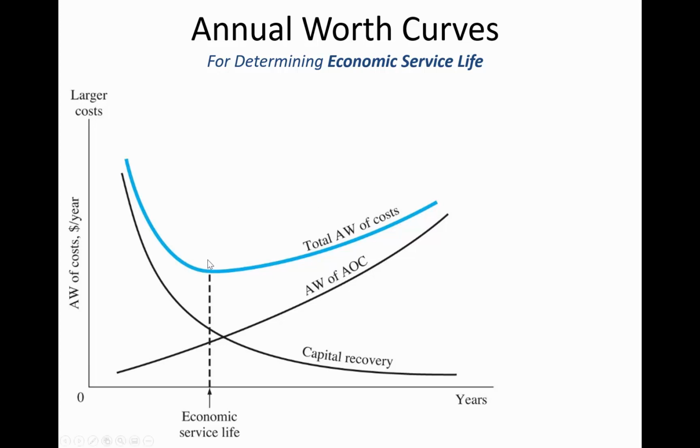So the happy medium, the optimal operating point, is what's called economic service life. So this is a technical definition of the economic service life: it is the number of years that minimizes the total annual worth of costs. So how long should you own equipment? You should own a piece of equipment for the number of years that minimizes the total annual worth of costs.